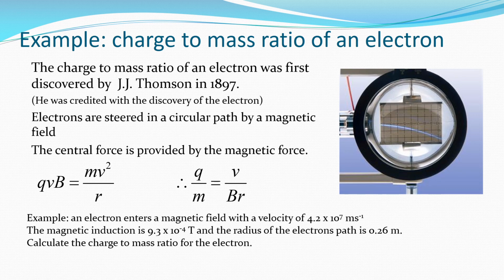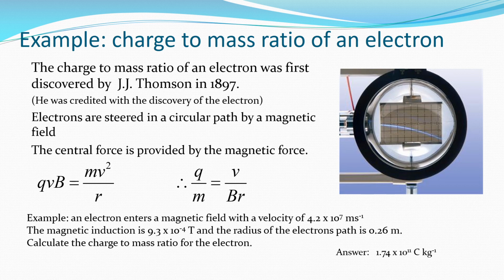So for an example, if we have an electron entering a magnetic field with a velocity of 4.2 times 10 to the 7 meters per second, and the magnetic induction is 9.3 times 10 to the minus 4 teslas, the radius of the electron path is measured as 0.26 meters, you can calculate the charge to mass ratio. Have a shot at that, pause the video. You should have ended up with a value of 1.74 times 10 to the 11 coulombs per kilogram.